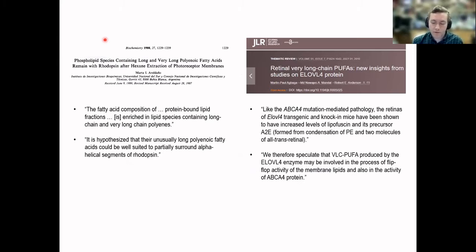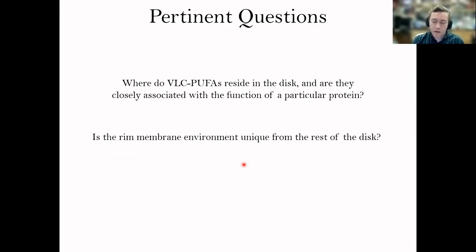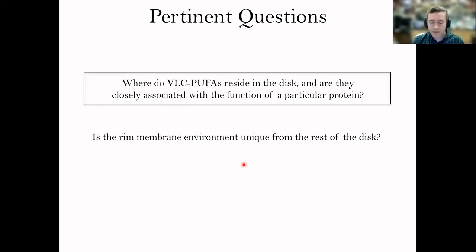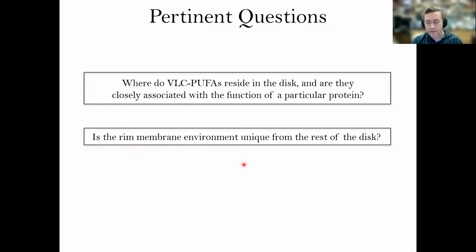So early reports suggested that VLC-PUFAs bound tightly to rhodopsin in the center of ROS discs, perhaps surrounding the transmembrane with their long polyunsaturated fatty acid tails. Another hypothesis suggested that the similar phenotype seen in ABCA4 and the ELOVL4 mutants may tie the etiologies together, as stated in this particular review paper. So the pertinent questions then that we set out to answer were, where do VLC-PUFAs reside in the ROS disk, and is the rim membrane environment unique compared to the center of the disk?